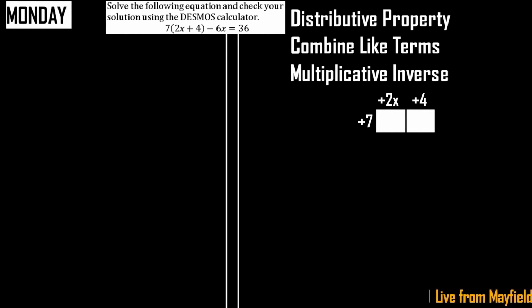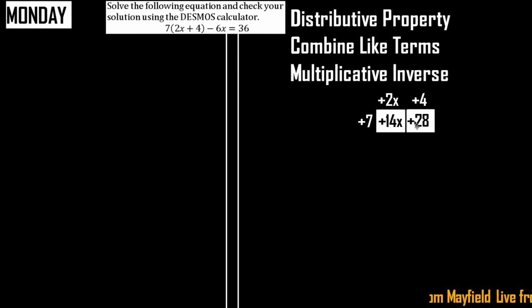Again, we are multiplying these together. So I'm saying I'm going to multiply these two together. And so I have positive 7 times a positive 2x. That is a positive 14x. And then a positive 7 times a positive 4. That's going to be a positive 28.